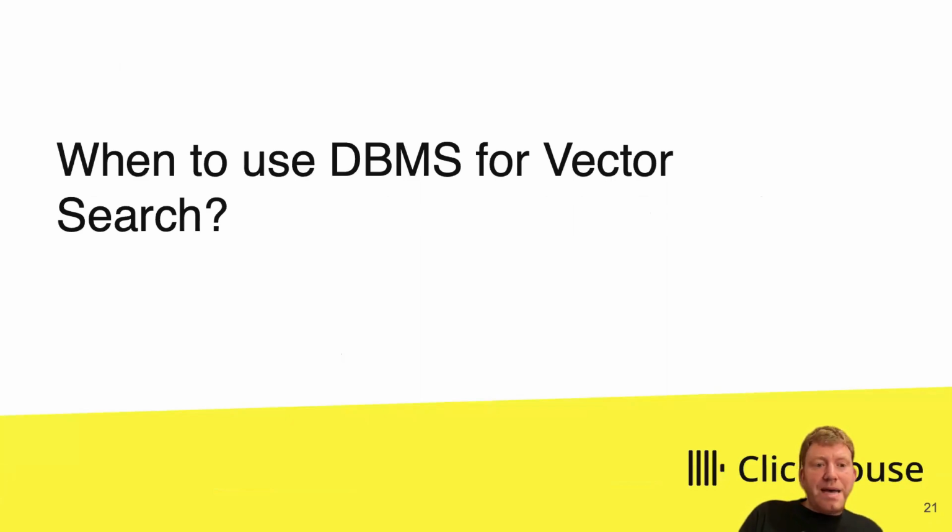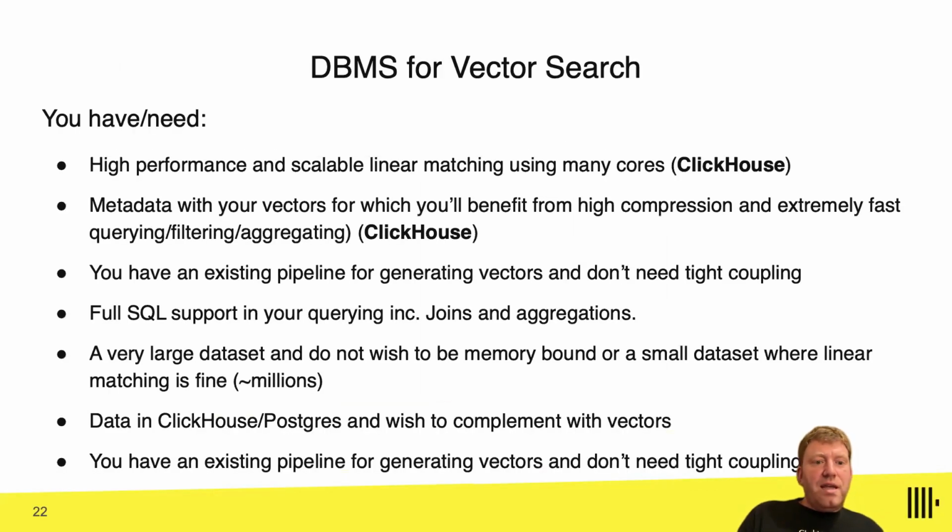So when to use a DBMS? I would say if you need high performance and scalable linear matching with many cores, ClickHouse is specifically very good at this. If you've got metadata with your vectors as well, so it's often that they're not just vectors on their own, but they have metadata. For example, if I stored loads of images and the camera models as metadata with the vectors that these images were taken with, maybe I want to search for the closest vectors.